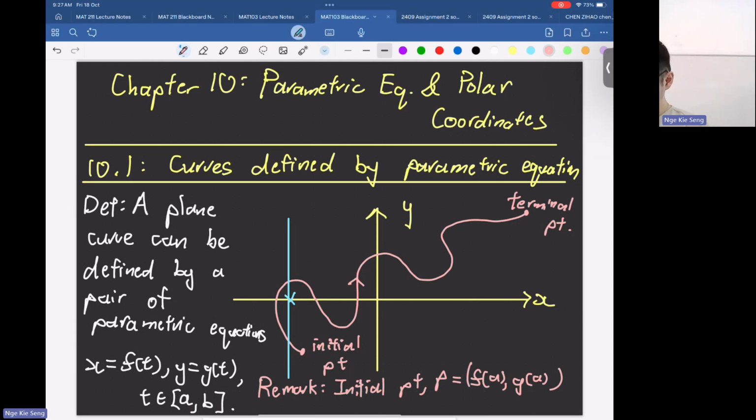And the terminal is what? It is when the time stops. Okay, FB, GB, FBGB. Is it clear? So this is the basic idea of this curve. Right.